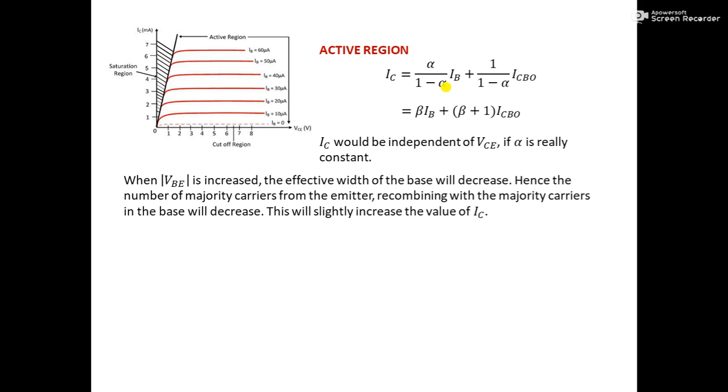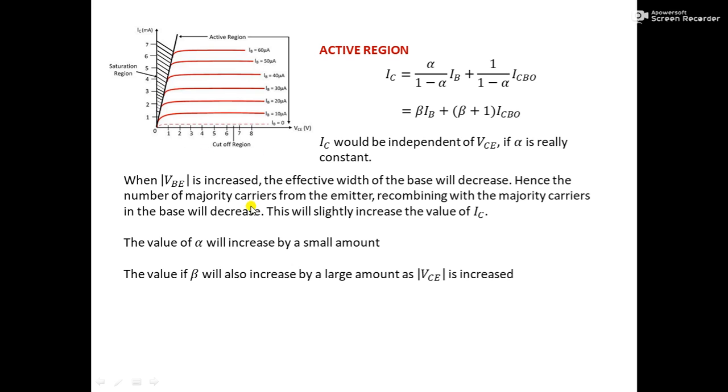If VCE is increased very much, there may be breakdown in the collector junction, causing damage to the transistor, and in that case the collector current will increase sharply, but the transistor may be damaged.